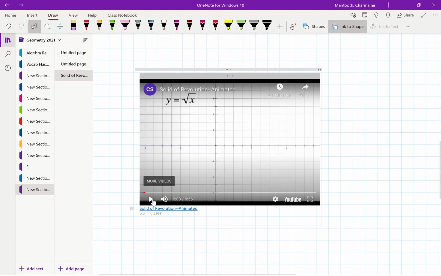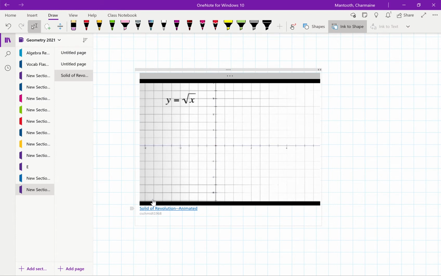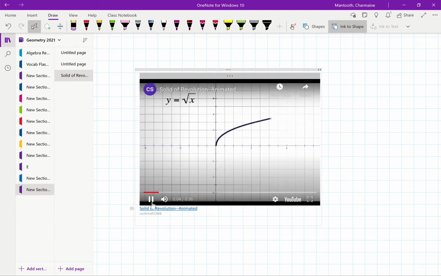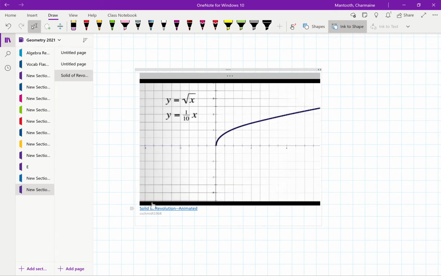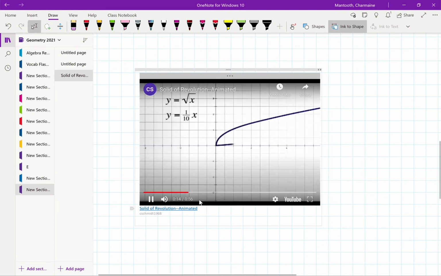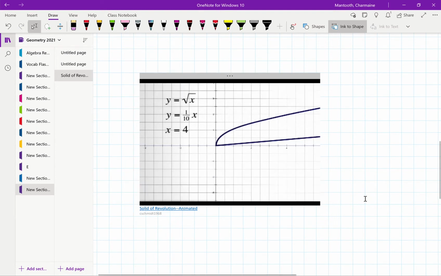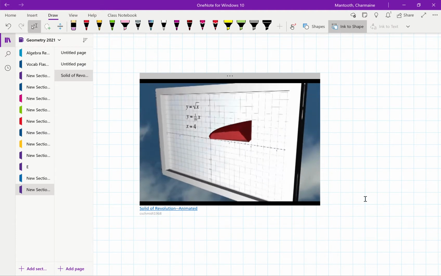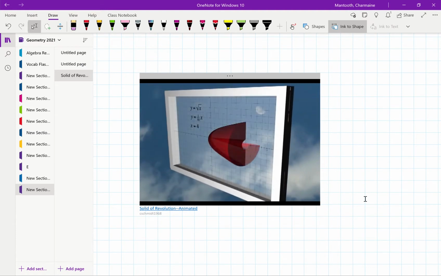So first it's going to graph the square root of x, a function that you're going to become very familiar with in Algebra 2. That is that graph of the square root of x beginning at 0, 0. And they're going to graph a linear function y equals 1/10 x just in that first quadrant. And they are going to graph the vertical line x equals 4, creating what we call a bounded region. That red region is the bounded region that they're now going to revolve about the x-axis, creating a three-dimensional solid.